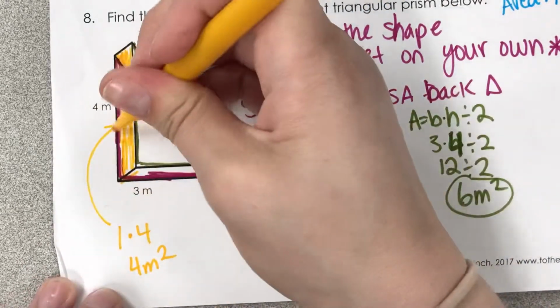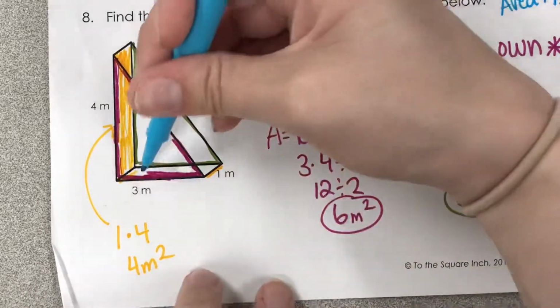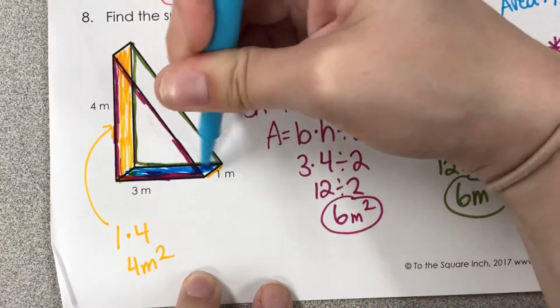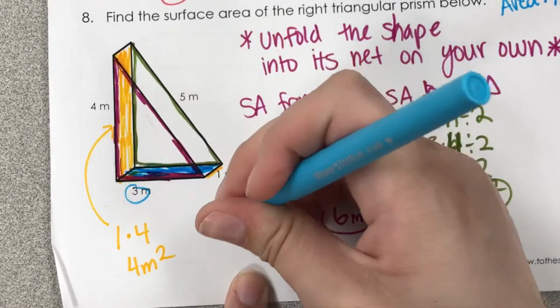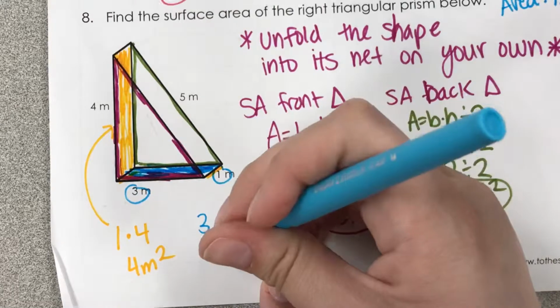I'll put an arrow. Now I'm going to find the surface area of this rectangle down on the bottom. So that means the base is 3. And the height is 1. 3 times 1 is 3.